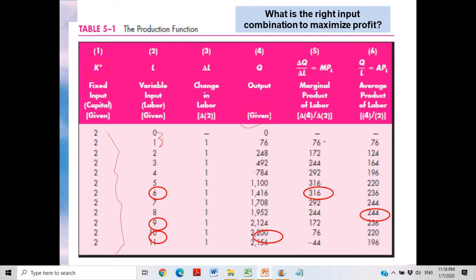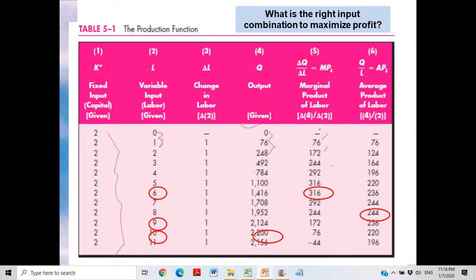For the marginal product of labor, the formula just now is change in Q over change in L, right? This is how we get marginal product of labor. So what do we mean by change in Q? It is the change in output, 0 to 76, increasing to 248. So what's the difference? That is the change in output. Actually, the formula is we divide by change in labor. Change in labor is 1, 1, 1. So sometimes we can just subtract, because anything divided by 1 gives you back that value. So this is our marginal product of labor.